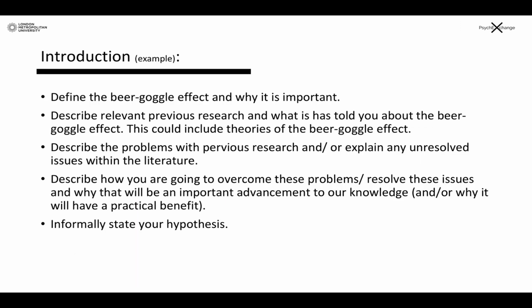So here is an example of how an introduction should be structured. This example is based on the beer goggle effect. So you would start off by defining the beer goggle effect and why it is important. Then you would describe the relevant previous research and what conclusions can be drawn about the beer goggle effect. You will then need to describe problems within previous research or explain any unresolved issues within the literature. Then, explain how you are going to overcome these problems and why it is important that you do so. Based on everything that you have said and past research findings, you then need to state your hypothesis. What is it that you expect to find?